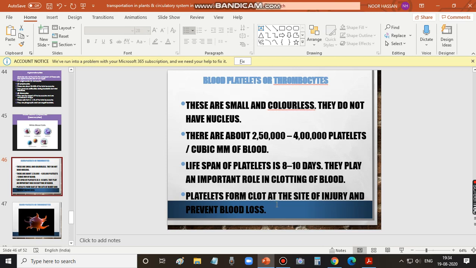Platelets form a clot at the site of injury and prevent blood loss. So what will happen if blood doesn't clot? Blood will ooze out continuously. That leads to a critical condition of the patient. So by clotting, it prevents blood loss. Platelets form a clot at the site of injury and prevent blood loss.